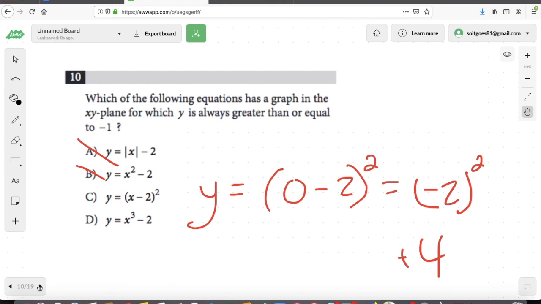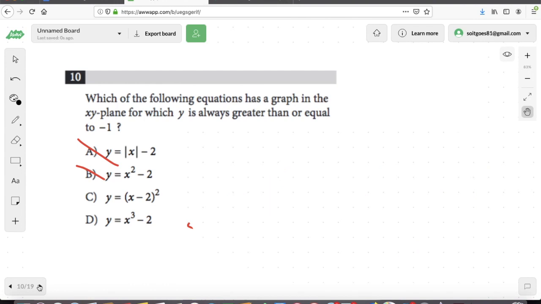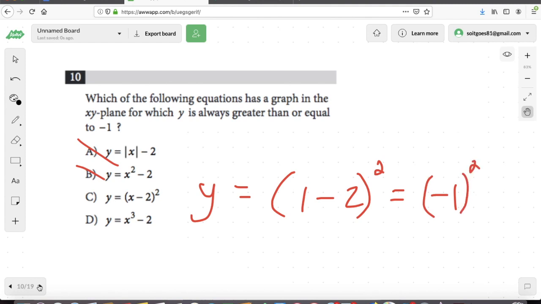Let's try 1, which is what you suggested first. All right, so y equals 1 minus 2 squared, which gives us what? That would be just 1, I believe. Yeah, it's -1 squared, and -1 squared is positive 1. Yep. Okay, so we can't make that less than -1 yet.